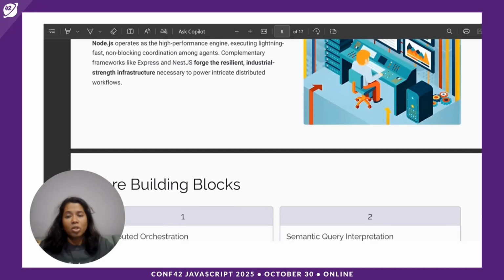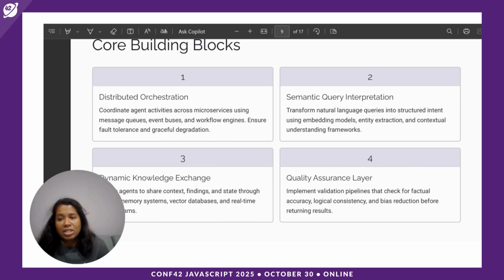So, now what are the core building blocks? LangChain.js functions for distributed orchestration, coordinating agent activities across microservices using message queues, event buses, and workflow engines. Systematic query interpretation transforms the natural language queries coming in into structured intent using embedding models, entity extraction, and contextual understanding frameworks. Dynamic knowledge exchange enables agents to share context, findings, and state through shared memory systems, vector databases, and real-time data streams.